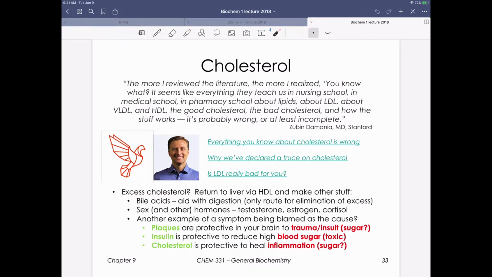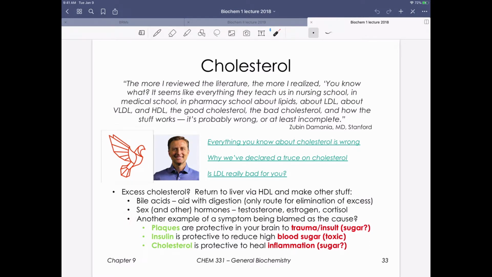Here are some important things that we need to make with cholesterol. Bile acids are important for aiding with digestion, and honestly, this is the only route for the elimination of excess cholesterol. Remember, cholesterol is a very water-insoluble molecule, so the only way to get rid of it is to convert it into bile acids. Bile acids are secreted into your digestive tract, and you excrete it out with stool. Sex and other hormones use cholesterol as a precursor. Testosterone, estrogen, and cortisol are three notable ones that we'll talk more about in detail later.